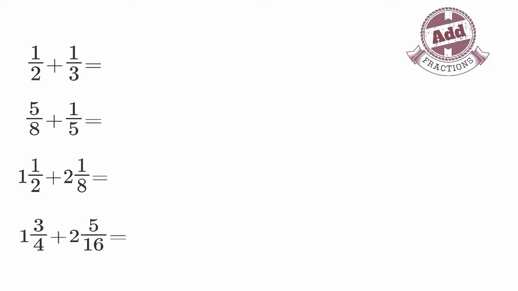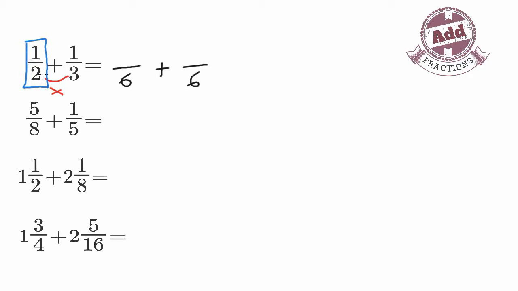So let's look at the first example, a half plus a third. When you're adding fractions, the only rule to really remember is that the number on the bottom, the denominator, has to be the same for both fractions. The easiest way to do this is to multiply the denominators together. So 2 times 3 will give us 6. So we can express both of these fractions out of 6. We need to convert them into sixths.